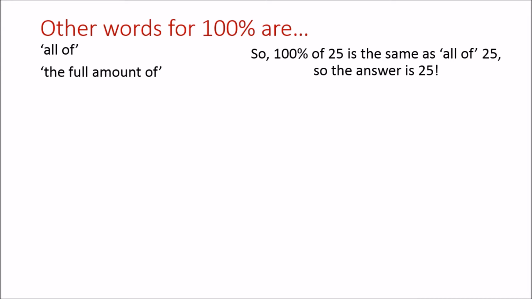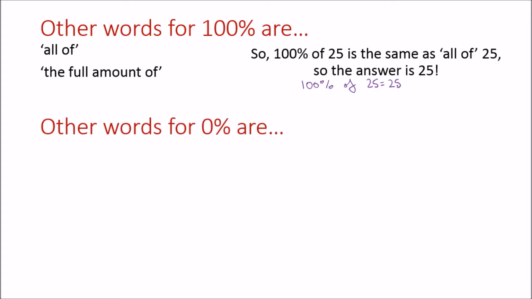It would be the same if you were asked what's 100% of 48, it'd be 48. If it was 100% of 120, it would be 120. So the way we'd write this in our books would be 100% of 25 is, so the equal sign, 25.